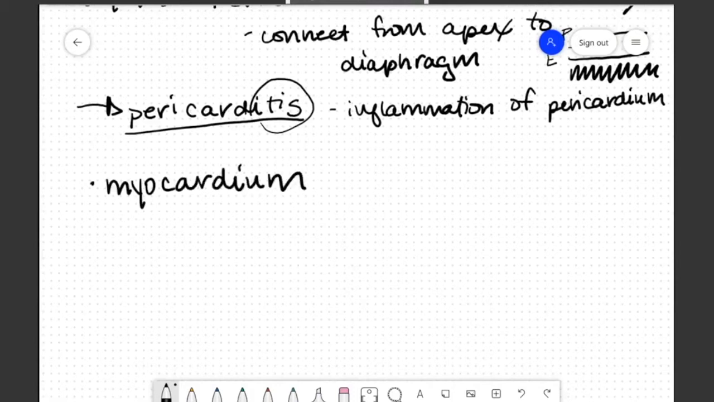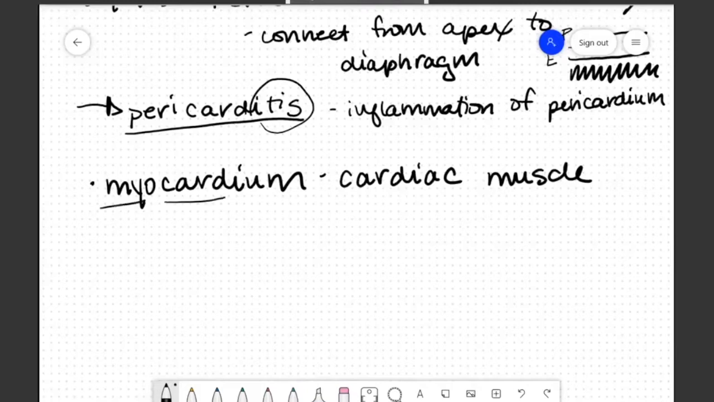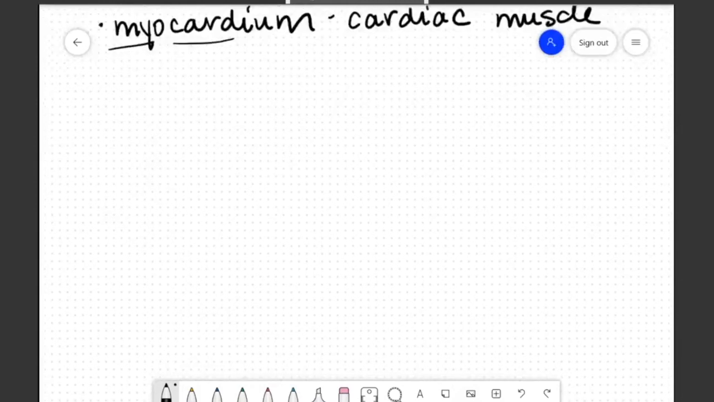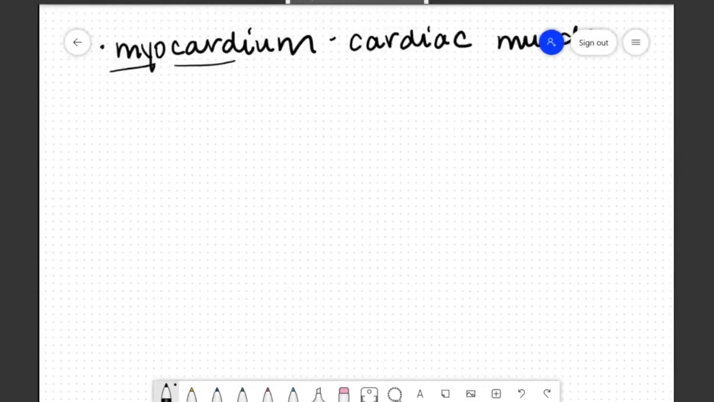So keep in mind, myocardium, we're going to talk about it at the very end when we do the microscopic perspective of the heart, but myocardium is going to be cardiac muscle. So we're going to talk about how the cardiac muscle looks and feels from a gross anatomy perspective, but remember, myo is muscle, cardio is heart, so myocardium will be the cardiac muscle. Okay, now we're going to start going into the heart chambers.